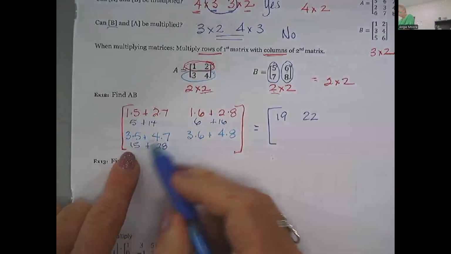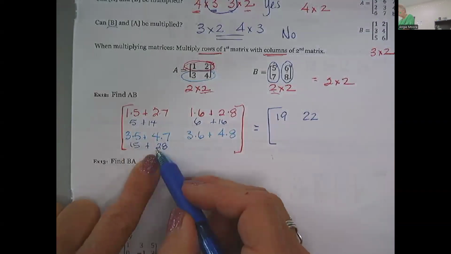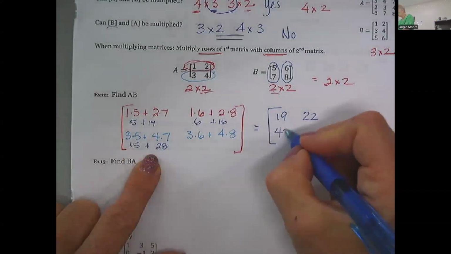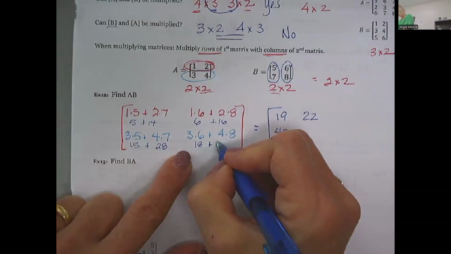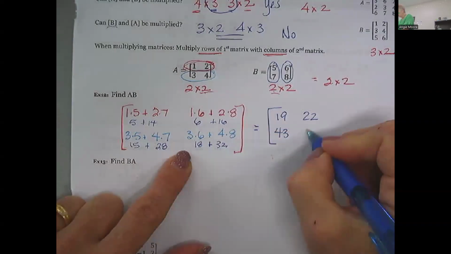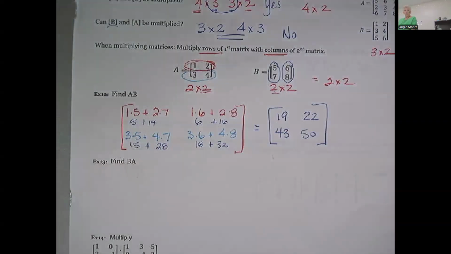I am just multiplying and adding. That would be 30, 43, trying not to make mistakes. 18 plus 32, and that gives me 50. Ooh, there we go. These are a little more complicated.